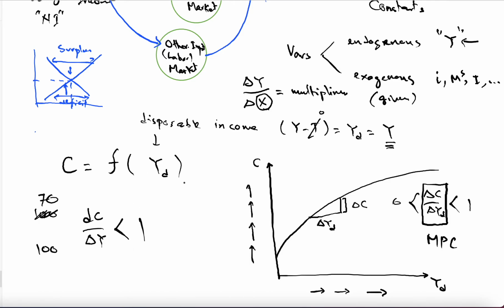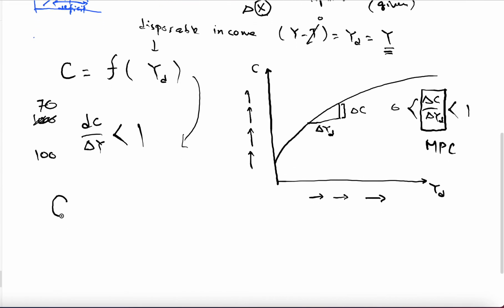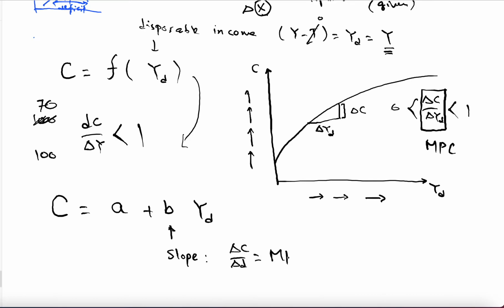For the sake of simplicity, because this is a curvature, we can assume that this functional form can be written as a linear relationship. So C is A plus B YD. This B is the slope, delta C over delta YD, which we call the marginal propensity to consume. And this intercept A is called autonomous consumption.